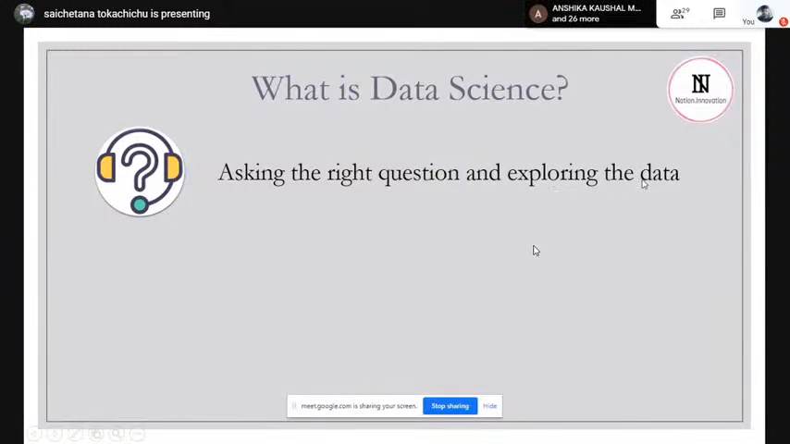What do we do by exploring? We deep dive into the data. You have all the numbers in front of you. You have to look deeply into the data and ask, what is it telling us?